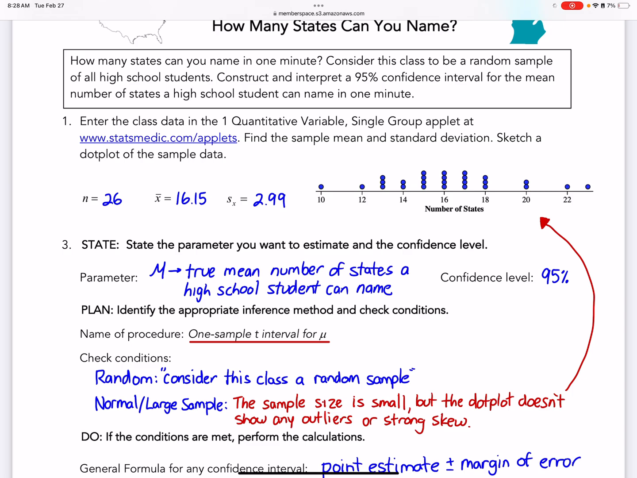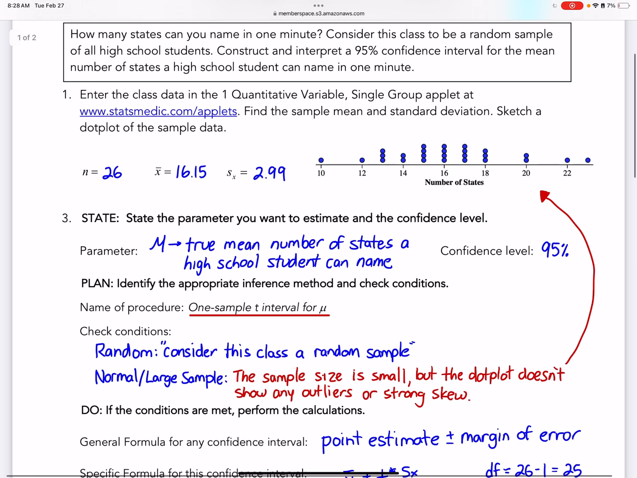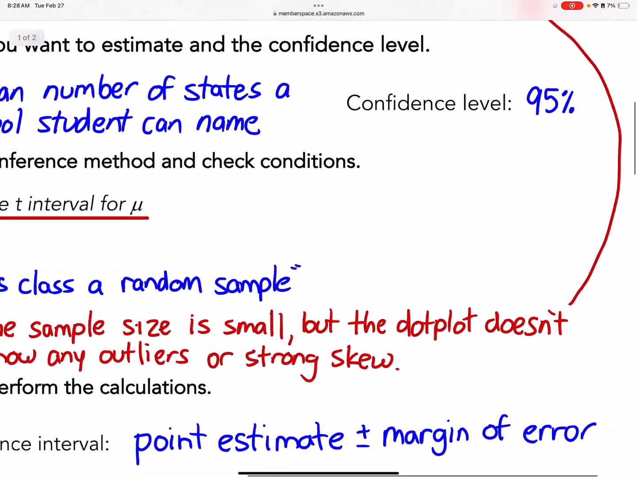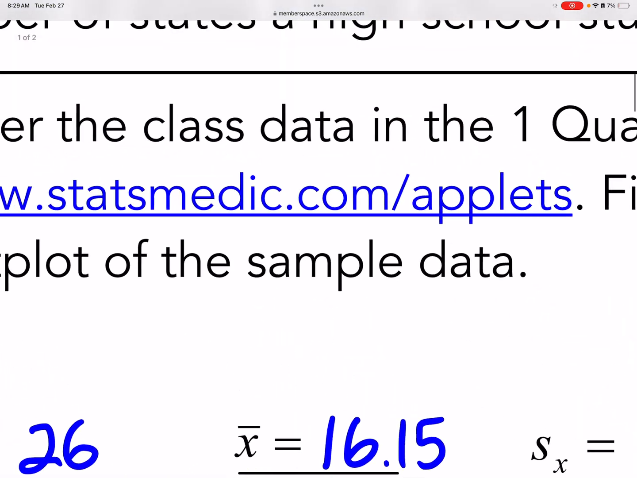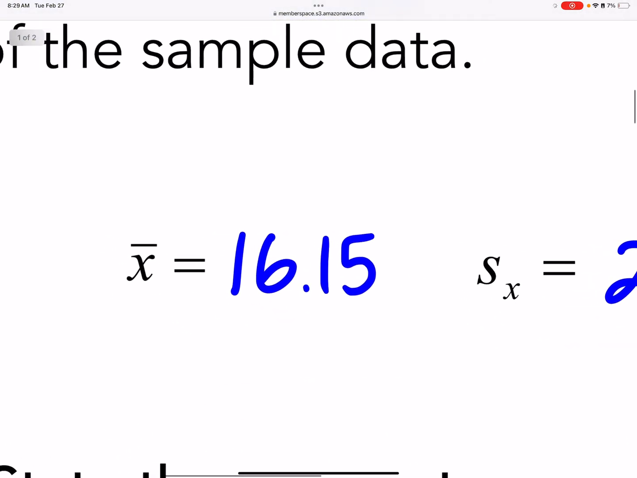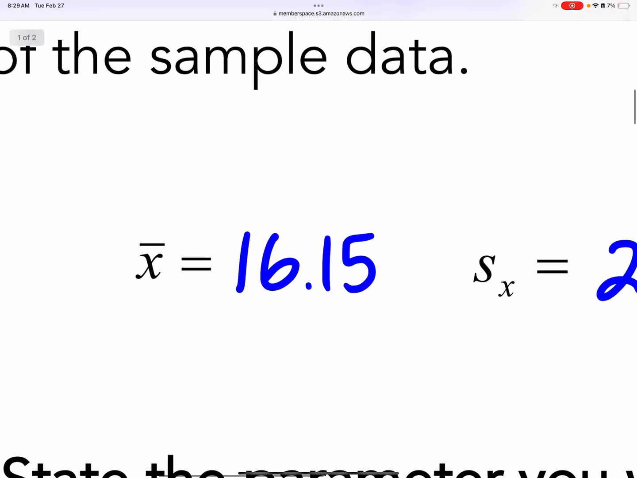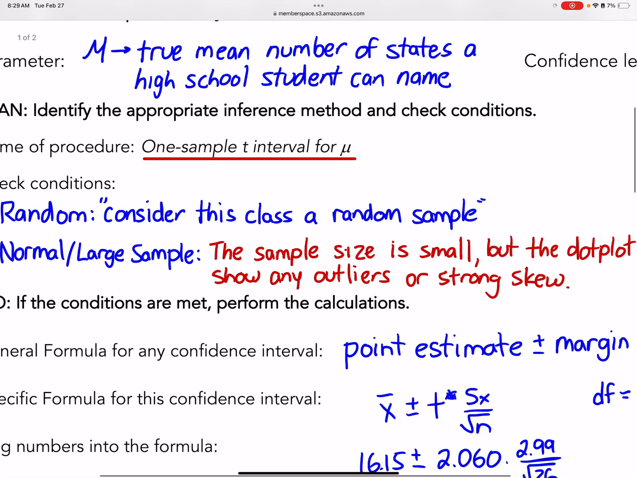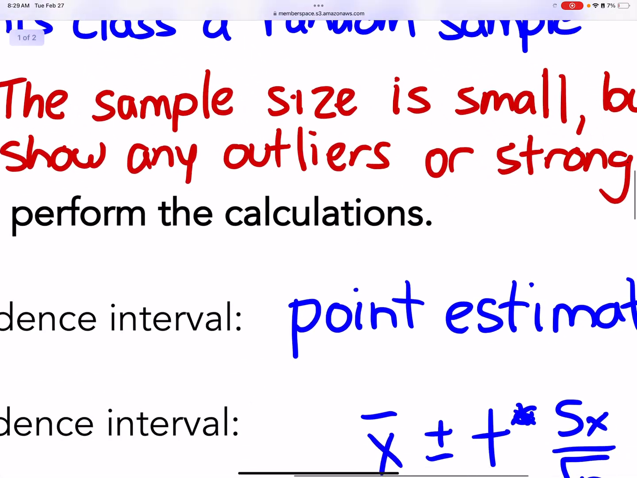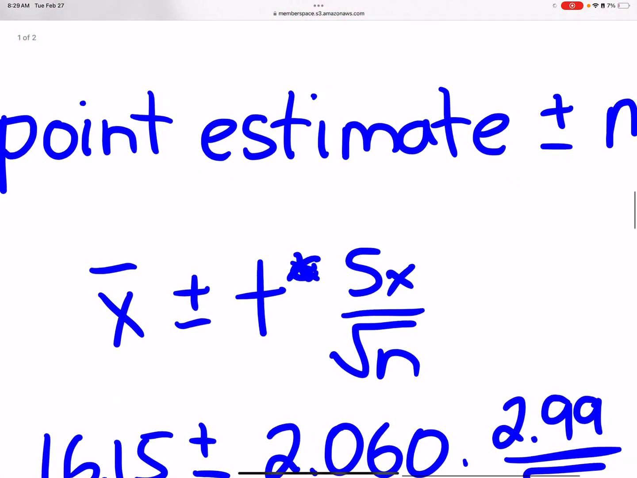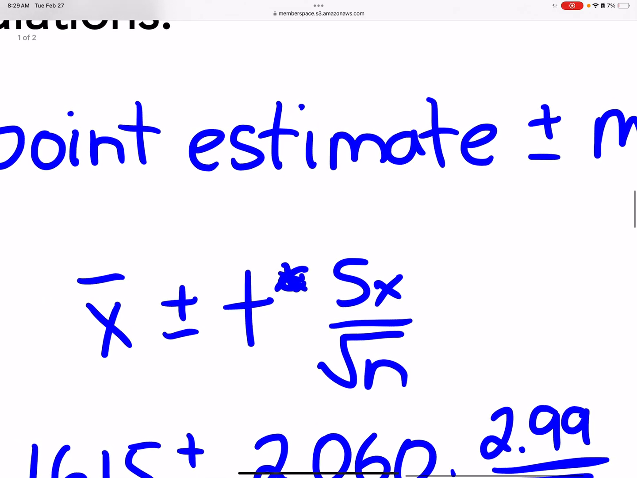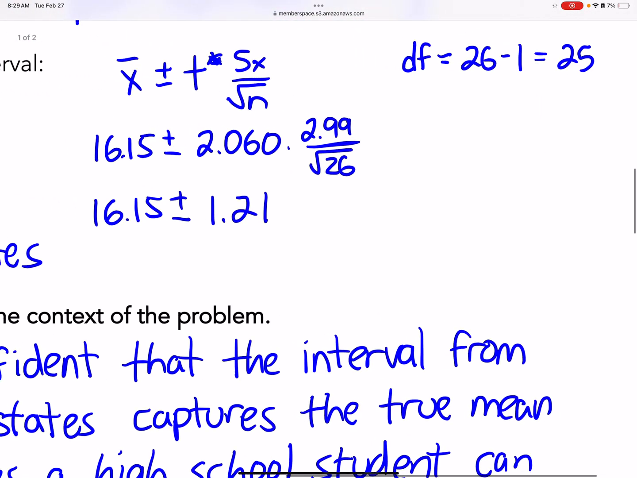So since the conditions are met, we can continue to do the calculations. And remember, the general formula for any confidence interval is the point estimate plus or minus the margin of error. My point estimate, remember, is just the estimate of what I think it is, which is 16.15. And the margin of error, if you remember from yesterday's lesson, is this formula, x bar plus or minus t star times s over square root of n. Now, 95% confident.